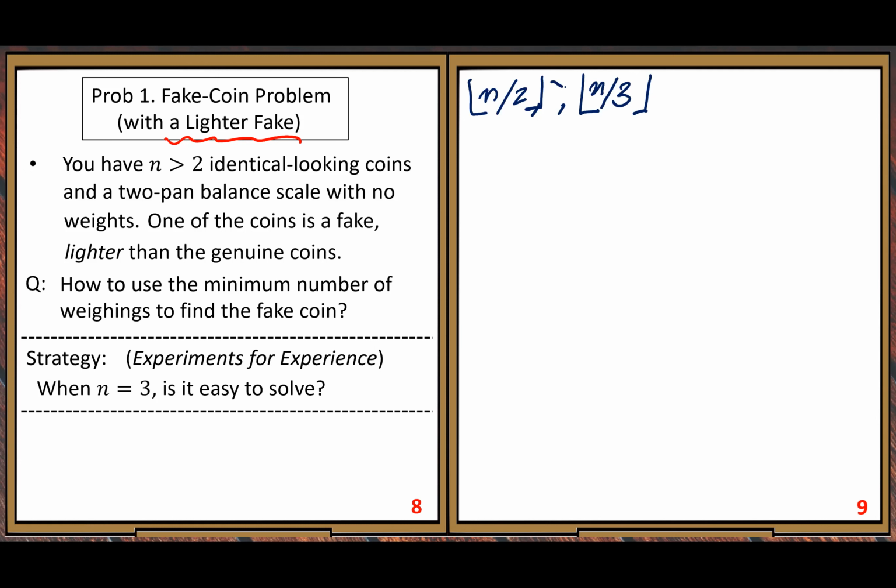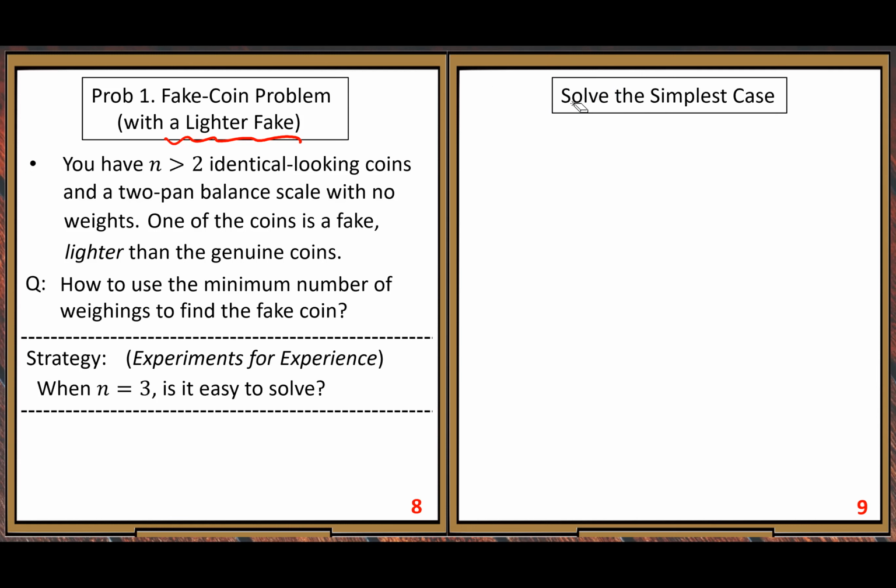And we know the second expression is smaller than the first expression. So the size reduction will be faster. If the size reduction is faster, we need a fewer number of weighings. So that property, here we are talking about a special property, is useful. Keep in mind, we will use that. All right, so let's continue our discussion.